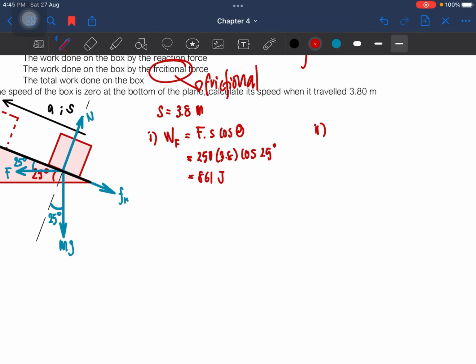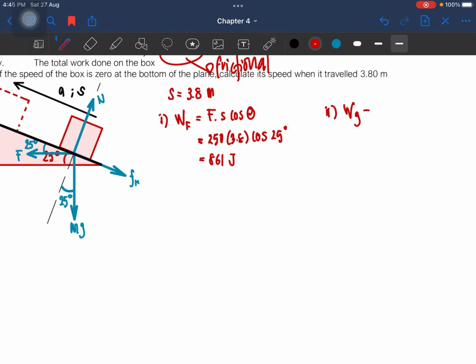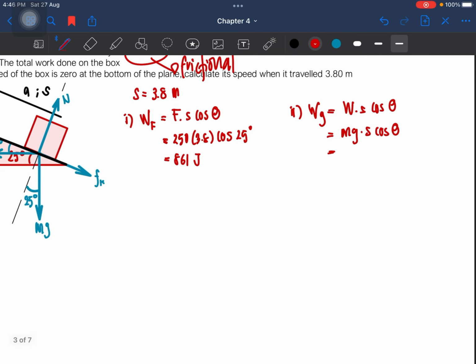Okay, next we have to calculate for the work done by the gravitational force. So now gravitational force is talking about the weight. Okay, so about the weight, that is weight as cos theta. Sekarang ni weight is equal to mg as cos theta. So sekarang ni berapa nilai theta itu untuk mg? So this is our displacement. So the value is 90 plus 25. So 90 plus 25, the angle is from the displacement pergi the force, so that is 115.